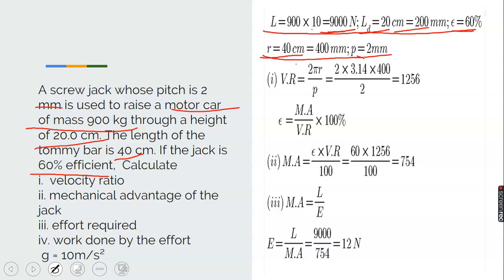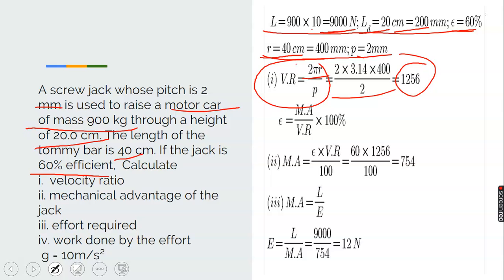Now, from our formula, the velocity ratio of a screw jack is equal to 2 pi r all over p. Now, pi is given to be 3.14. Now, 2 times 3.14 times 400 divided by 2. Our answer is 1256. As you can recollect, velocity ratio does not have unit.